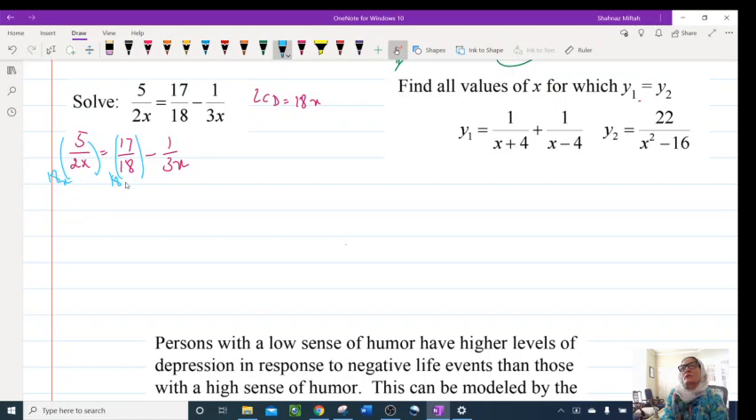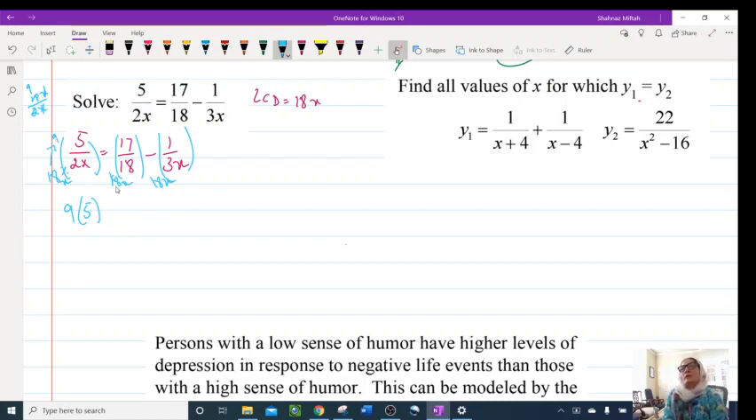18x. Okay, now these two you divide. So 18x divided by 2x, I'm going to write down here like on scratch paper. 18x divided by 2x, the x cancels out, 2 goes into 18 as 9. So I'm left with 9. That 9 is multiplying with 5.